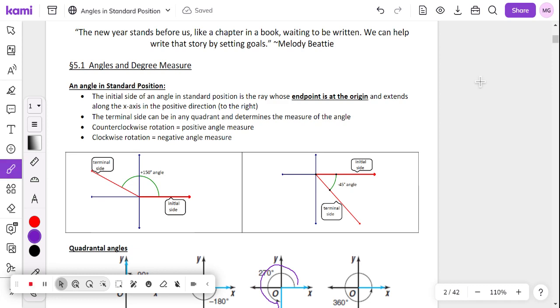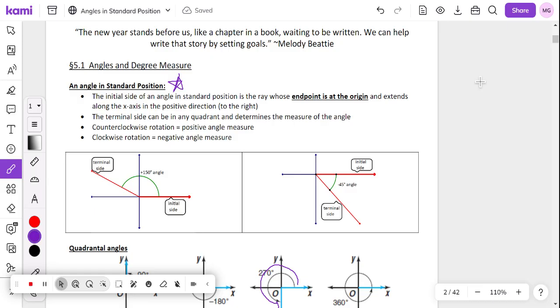Hi there. What we're going to be working on in today's video is angles and degree measure. And very specifically, we're going to be talking about angles in standard position. So when we talk about angles in standard position, we're talking about angles that are on the coordinate plane.